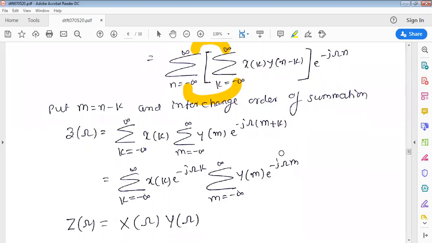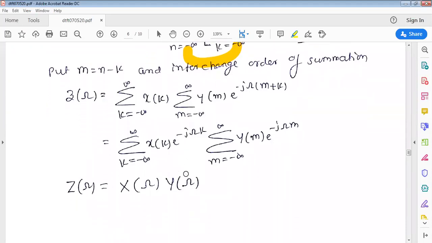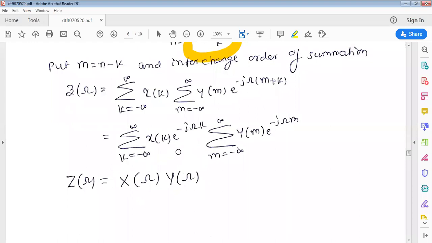Now what happens? It's a very simple step. See here, I have e power minus j omega m into e power minus j omega k. So the first one is left with only e power minus j omega n. See here, I have written it separately, y of m into e power minus j omega m, and the second one x of k into e power minus j omega k. This x of k into e power minus j omega k is nothing but X of omega, and y of m into e power minus j omega m is Y of omega. Therefore, Z of omega is equal to X of omega into Y of omega.